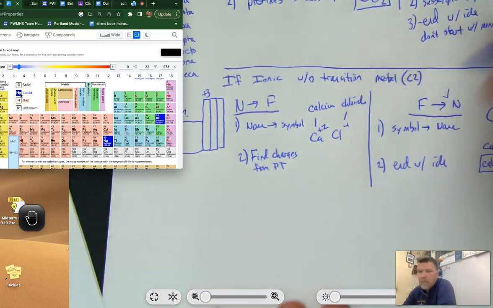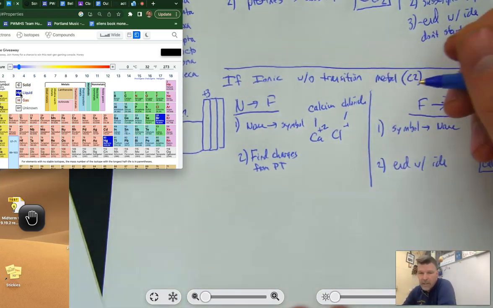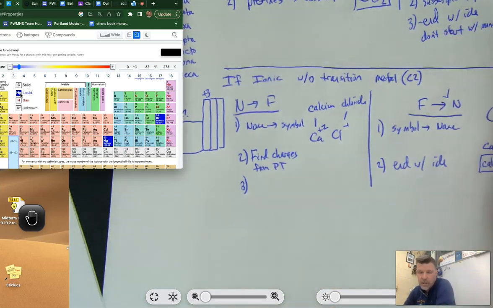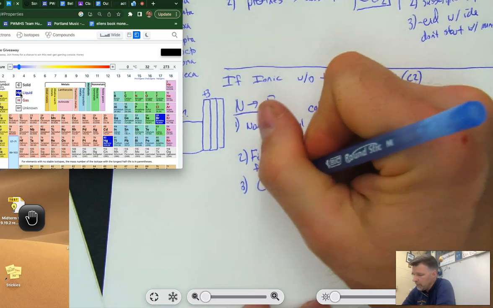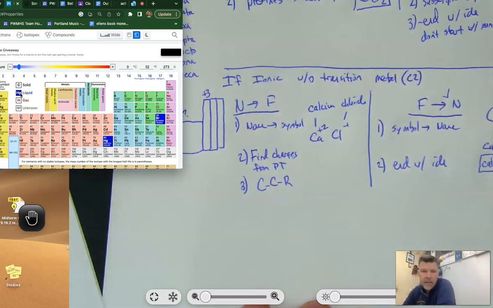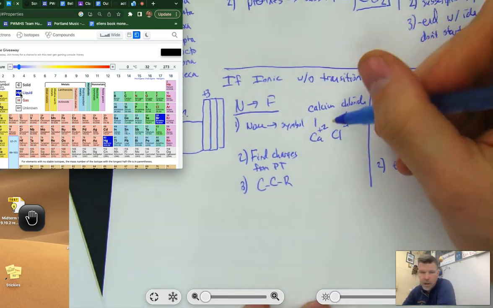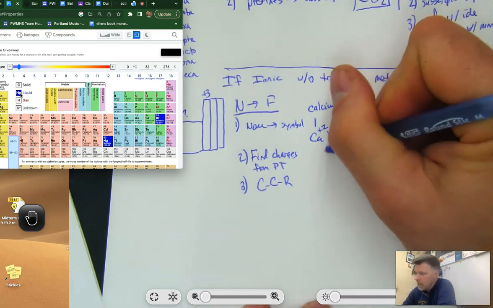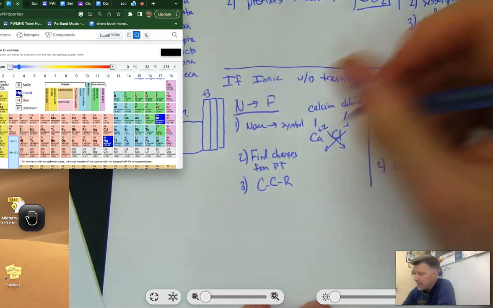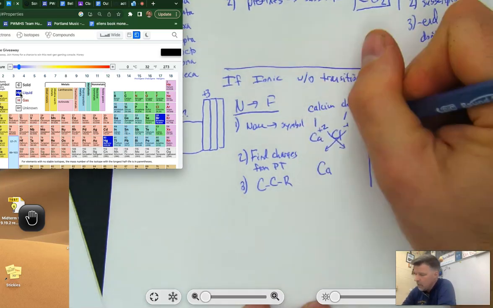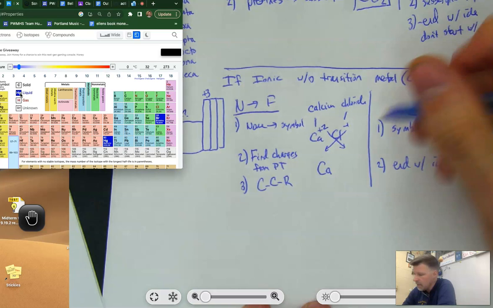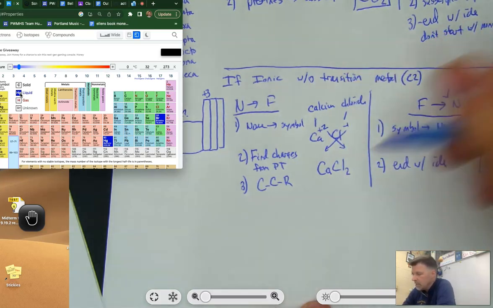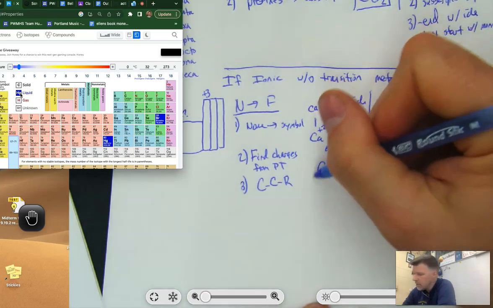So +2, -1. And there's lots of ways to do it. So if you want a different way of doing it, let me know. The one students usually prefer is crisscross reduce. And when I mean that, I mean you take the charge from one and you bring it down. You crisscross. Drop your positives or negatives. So the 1 goes here, and we don't write 1s as subscripts. And the 2 will go there. Does it reduce? 1 to 2 is already reduced, so you're good.